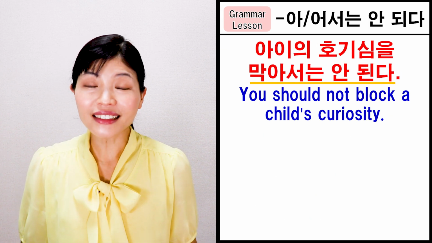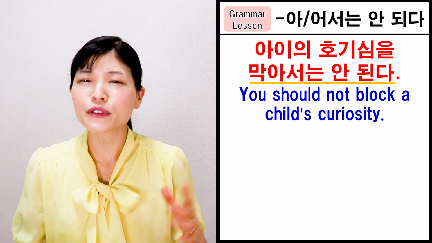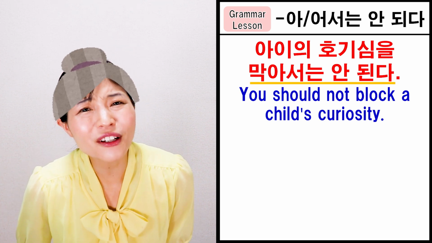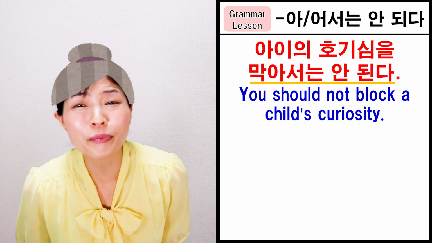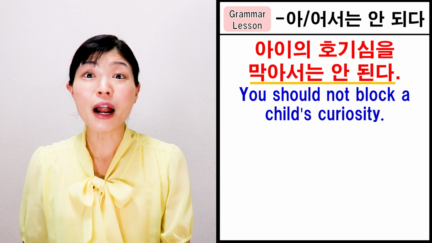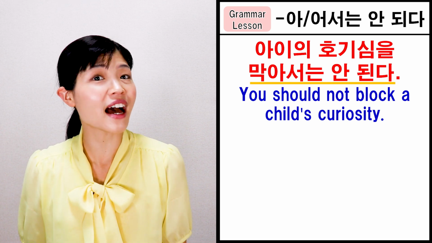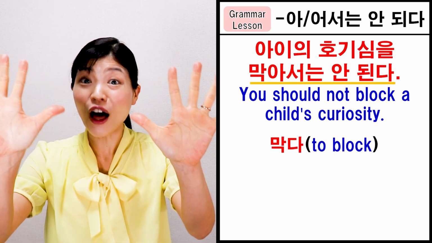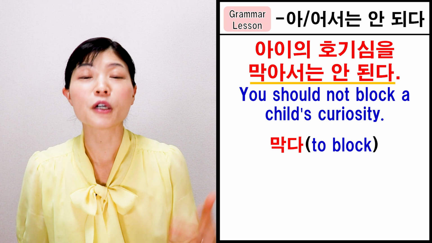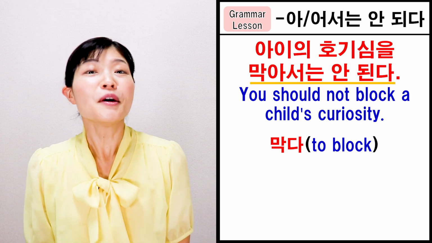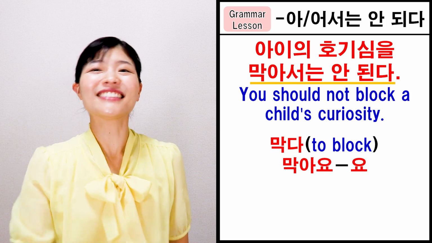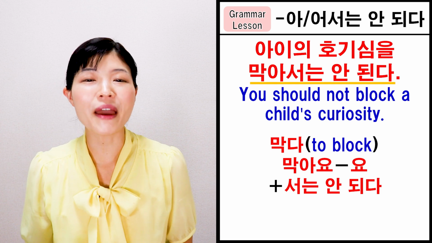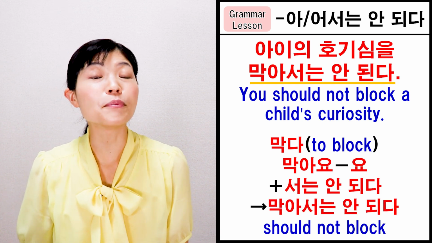Should not meet. The next sentence is advice that your grandmother might give to your parents. 아이의 호기심을 막아서는 안 된다. You should not block a child's curiosity. Grandmothers in Korean dramas would give this kind of heartwarming advice to parents, don't you think? Here, 막다 to block is a verb. The yo form of 막다 is 막아요. Yes, excellent. So you remove 요 and add 서는 안 되다 to make 막아서는 안 되다, should not block.